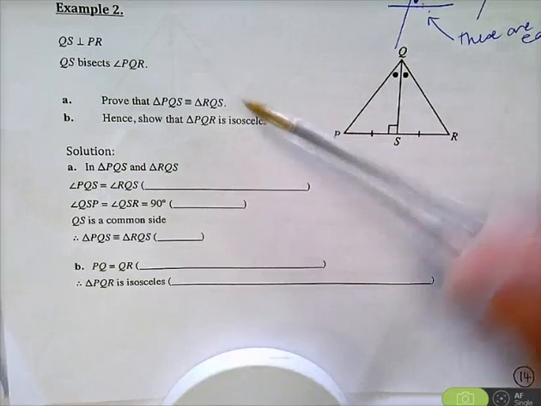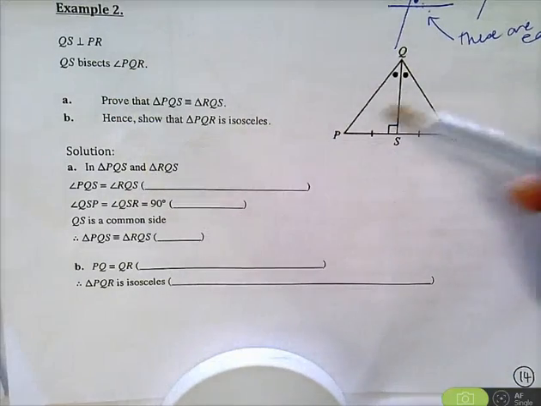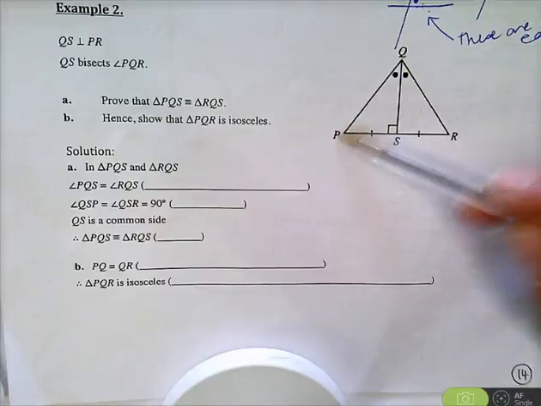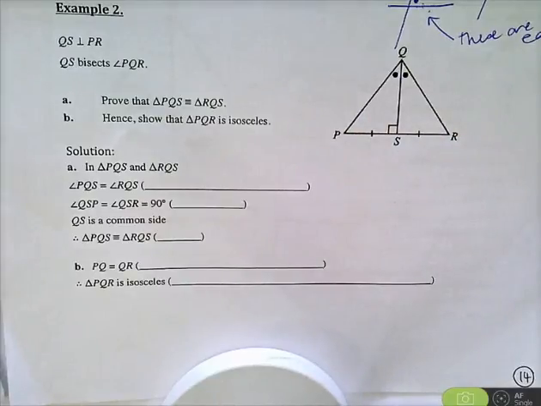That's the first part. Then in the second part, we've got to show that triangle PQR, the big one, is isosceles. Now, in all these proofs, all these examples from now on, the first step is to prove that the two triangles are congruent. Then the next step will always be, therefore, this angle equals that one, matching or corresponding angles of congruent triangles, or this side equals that side, corresponding sides of congruent triangles, and then there'll always be another line afterwards.